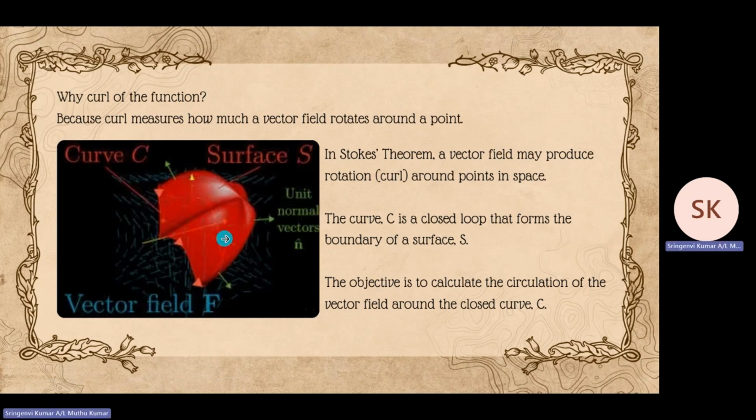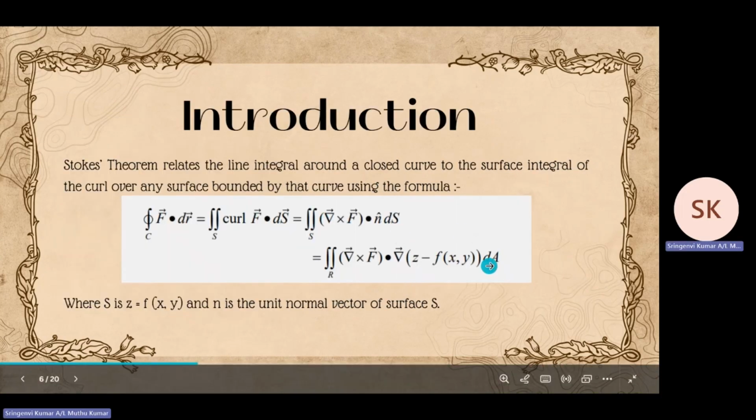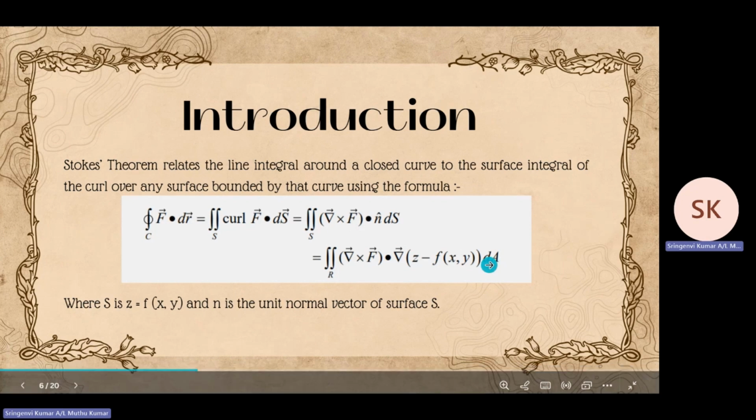So why are we curling our function in the formula? We are curling the function because the curl measures how much the vector field rotates around a point. So let's say at this point, how much it's rotating at one point. Now, when it comes to Stokes theorem, when we dot product our curl with either the unit normal vector or the z minus fxy, we are seeing how it rotates around our surface.